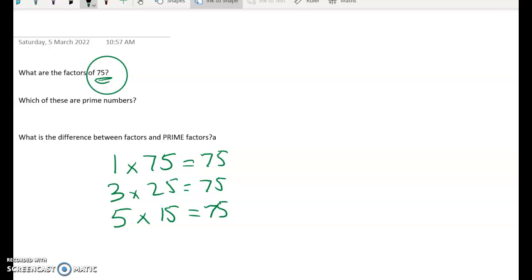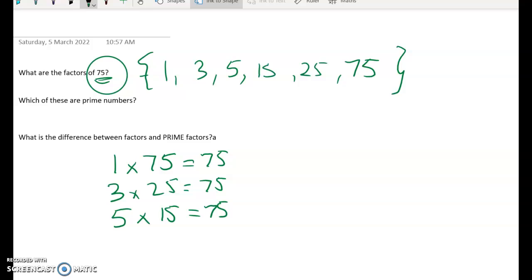So if I want to list those factors of 75, then we've learned how to do that. We put these curly brackets in. You don't have to do that, but that's what normally we do. So then we've got 1, 75, 3, and 25, 5, and 15. Now, it doesn't matter if you don't put them in order, but when you're doing maths, it really helps to work systematically. So it's a good habit to get into. So these are the factors of 75.